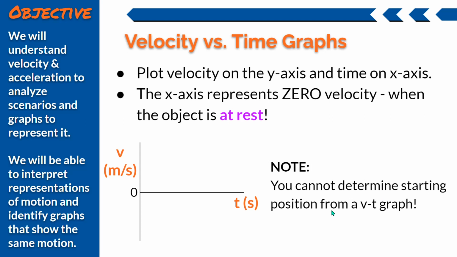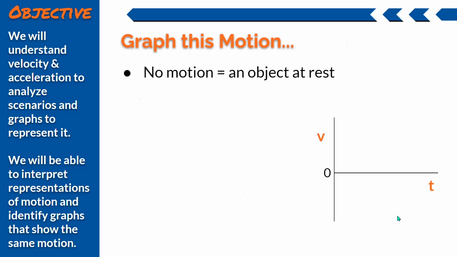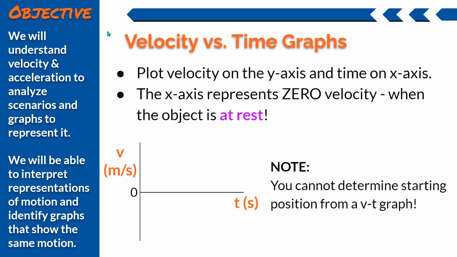Note, you cannot determine starting position from a VT graph. If I have a line on here, just any line, I have no idea where my starting position is. I don't know where my reference point is. A velocity time graph does not show me that. It simply shows me, am I moving or not initially? I could be initially at rest, or I could be initially moving or something. But you cannot determine starting position from a VT graph. You have to have a position time graph to know where your reference point is or where you are with respect to it. Or it's told to you in the question.